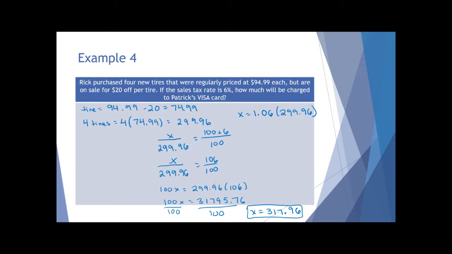And you would get the same answer much quicker if you just did 1.06 times 299.96. Are there any questions?